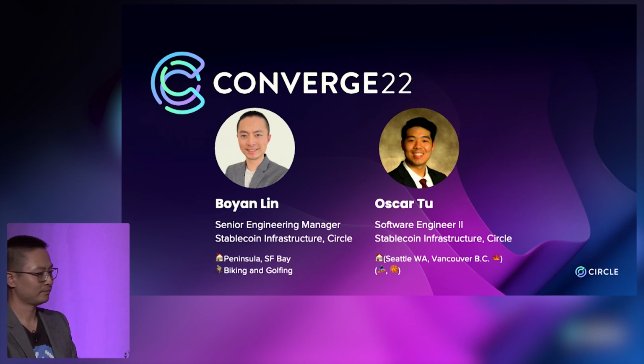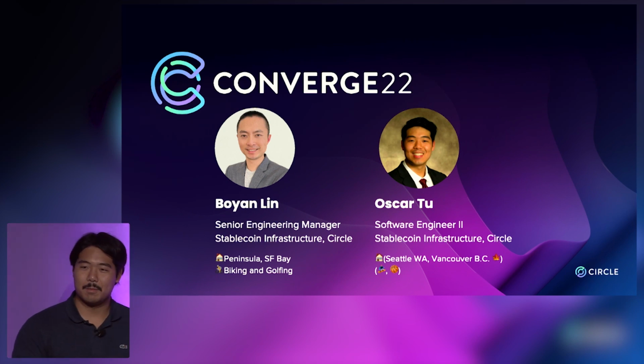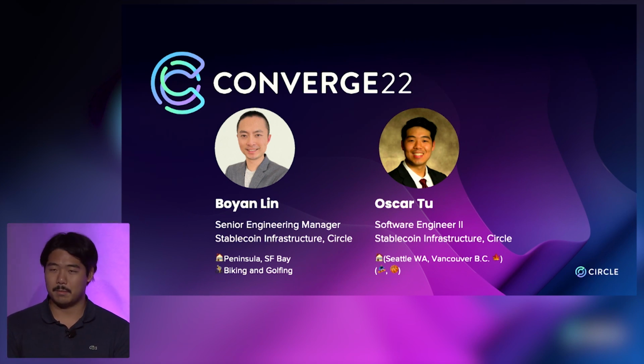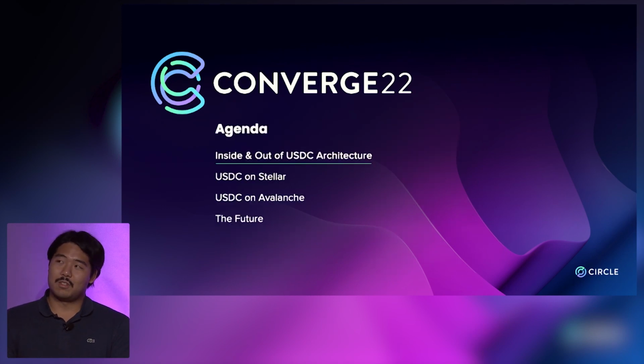Hey, everyone. As Boyan said, I'm Oscar. I'm also on the stablecoin infrastructure team. I'm an engineer. I'm originally from Vancouver, BC, now living in Seattle, Washington. In my spare time, I dabble in snowboarding and also play some basketball. But that is not what I'm here to do today.